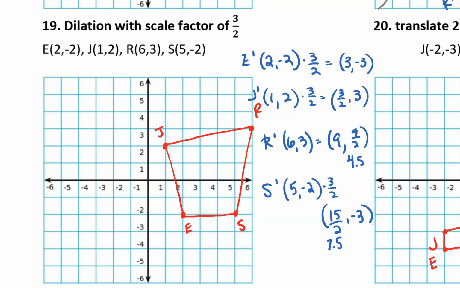Okay, then I just need to plot these. 3, negative 3. That's E prime. 1.5, 3. 1.5, 3 is going to be J prime. R is going to be 9, 4.5. That's going to be off the chart. I'm not going to try to do that one. S is 7.5, 3, and it also is off. It's going to be, see, estimate it. It's probably about right here, and that's going to be S prime.